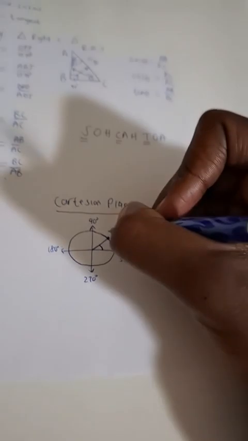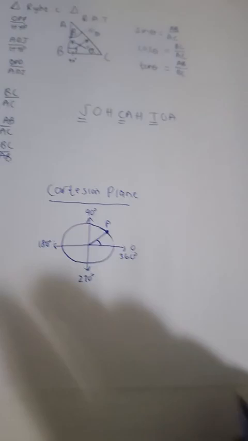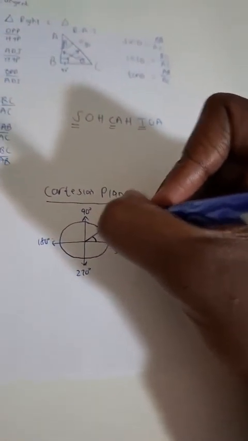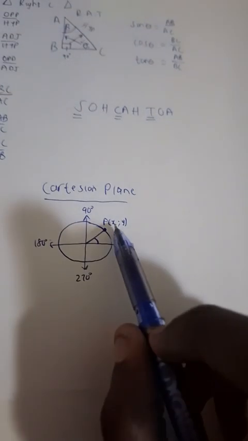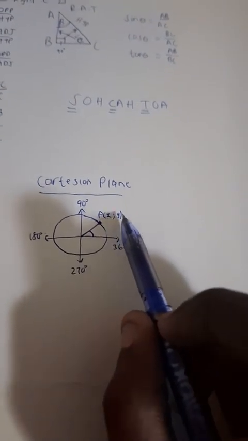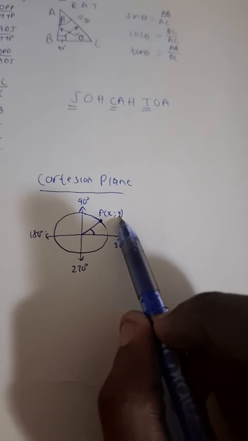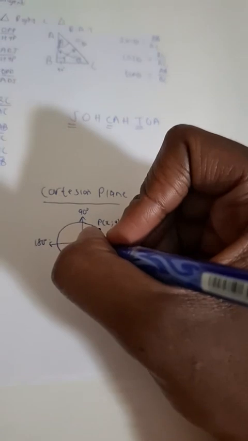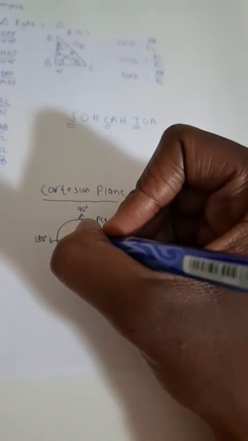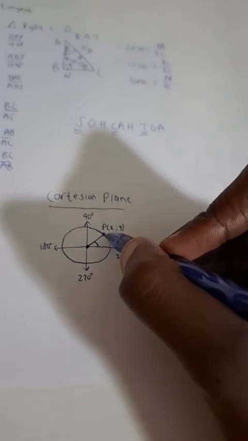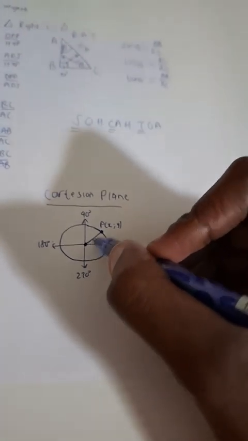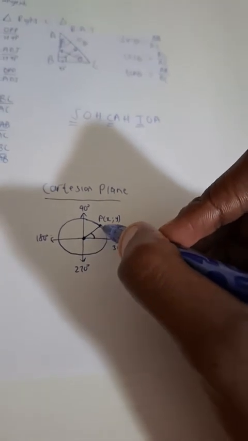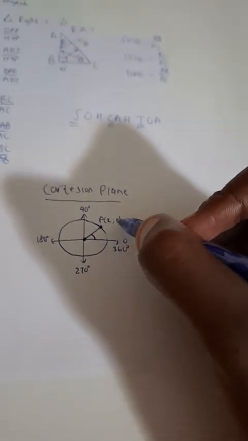So if we have a point here, and let's say this point is P, this point will have an x coordinate and a y coordinate, which is very important. Now from this origin, the point of origin, to the point itself, this line is what we refer to as our terminal arm, which has the point x and y.